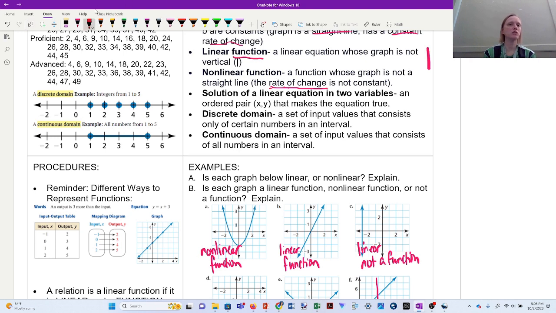So this is going to determine what kind of domain our graph has. Like you see here, integers from 1 to 5 are discrete, which gives a discrete domain. But if we say all numbers between 1 and 5, then we can pick any half number or third of a number that exists between 1 and 5. And so that will affect what kind of solutions we can get from the problem.